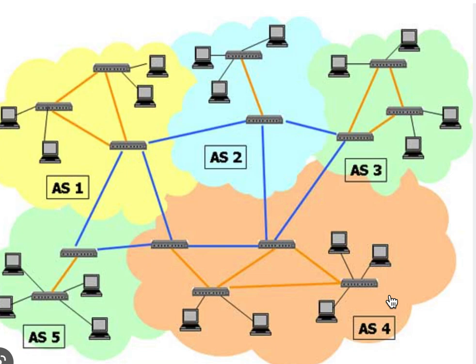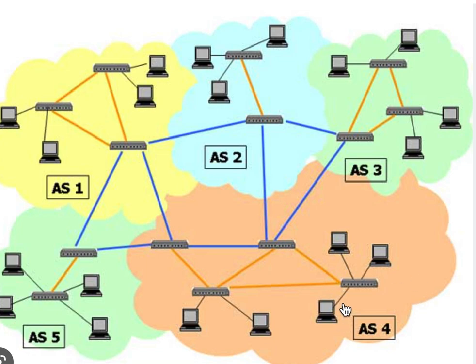Now such organizations are huge. So basically these autonomous systems also have multiple entities among themselves. These entities are called various areas. Okay. Now a single area can have multiple routers.